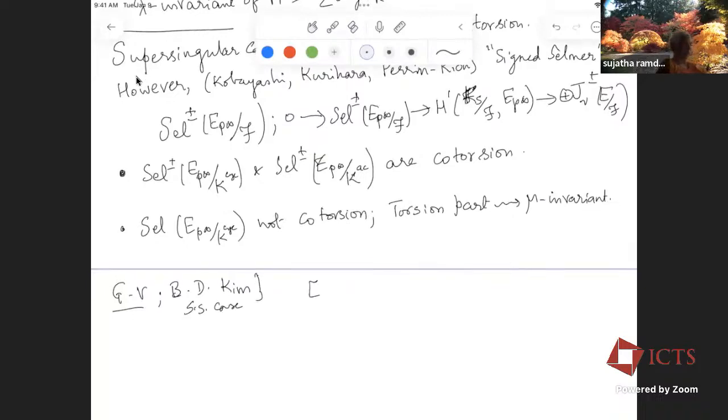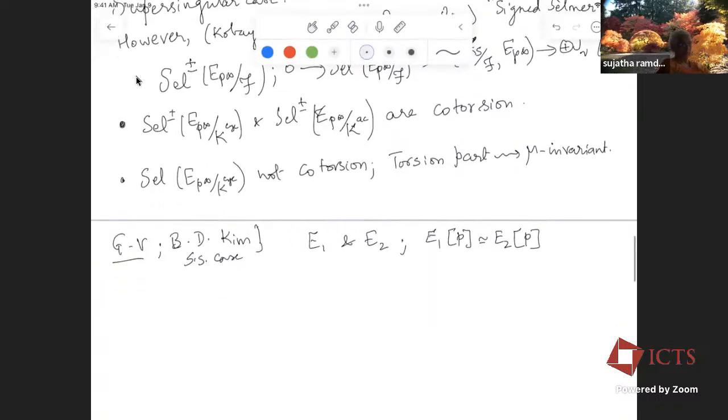You can ask the following question. Suppose I have E1 and E2, two elliptic curves as before, such that their p-torsion points are isomorphic as Galois modules. Then can I recover the lambda? So then I have the Selmer groups. I have Selmer groups of E1[p^∞] over F. And similarly, the Selmer group of E2[p^∞] over F. So in other words, I have all these groups. Now I'll just take their duals and the notation should be clear.